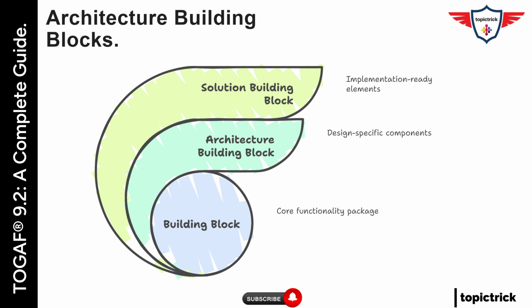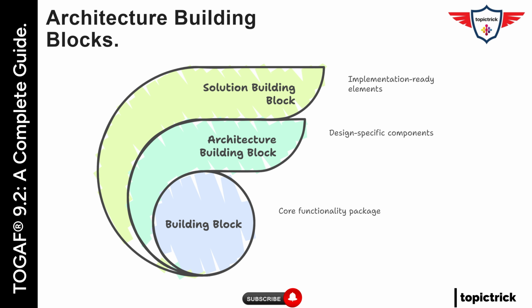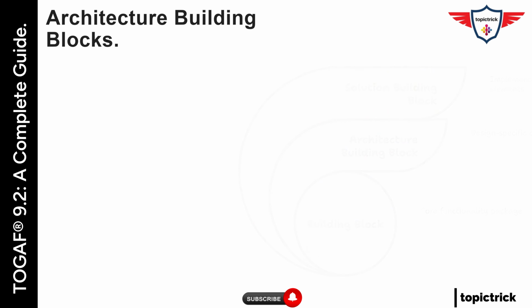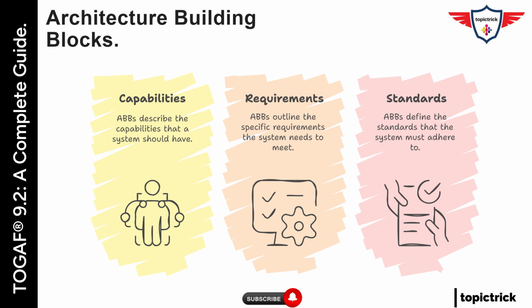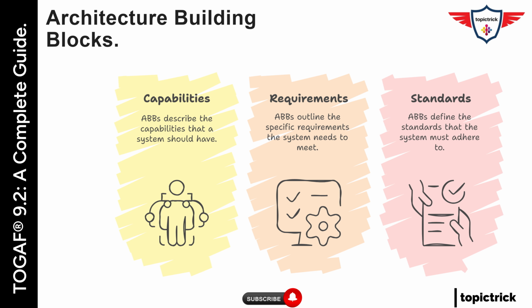Architecture building blocks are the conceptual components. They define what the system should do without getting into the how. These are typically created during the earlier phases of the architecture development method, especially in the business, data, application, and technology architecture phases. ABBs describe capabilities, requirements, and standards. Think of them as the blueprints.